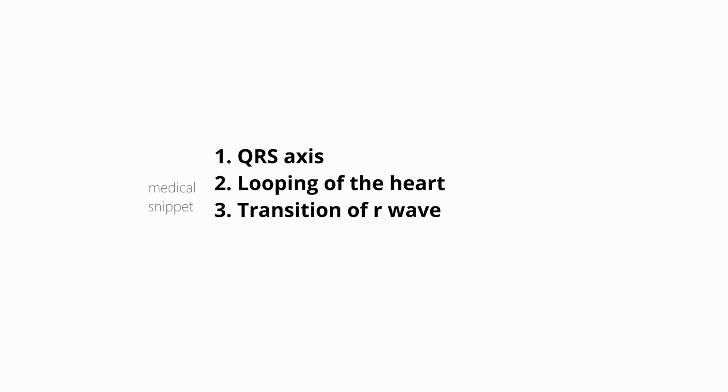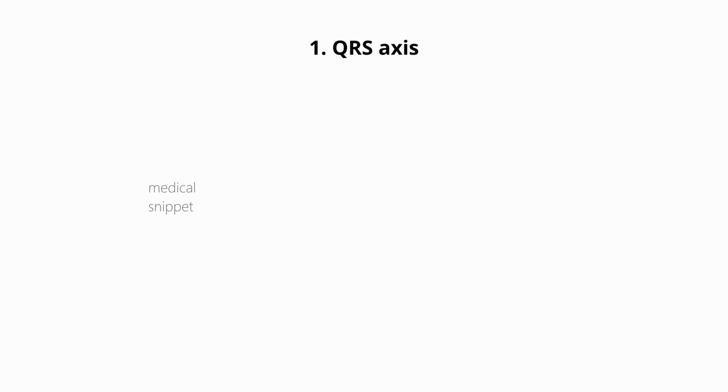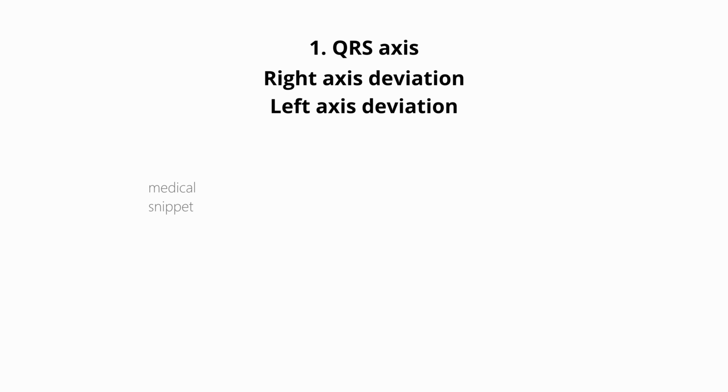We should look for the QRS axis, the looping of the heart, the transition of R wave, and the strain pattern of the ventricles. When you understand these features, one can diagnose the congenital heart disease with an ECG. Let's explain each feature one by one. QRS axis. It can be either right axis deviation or left axis deviation.